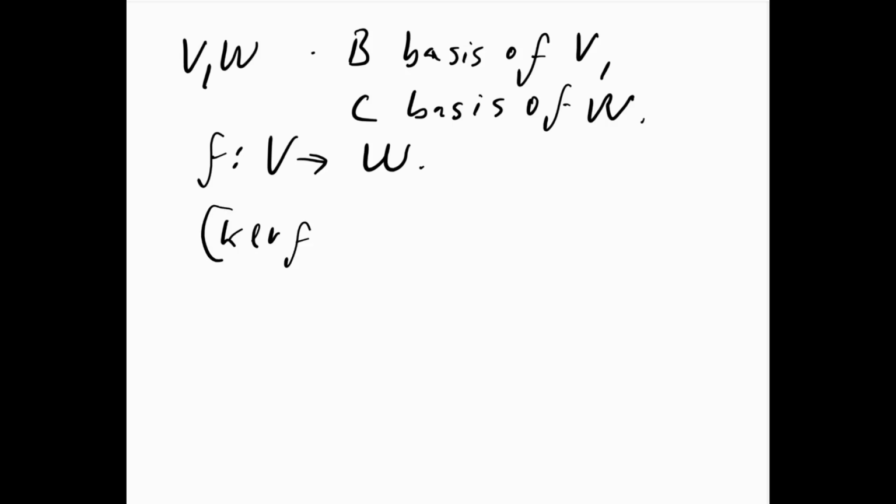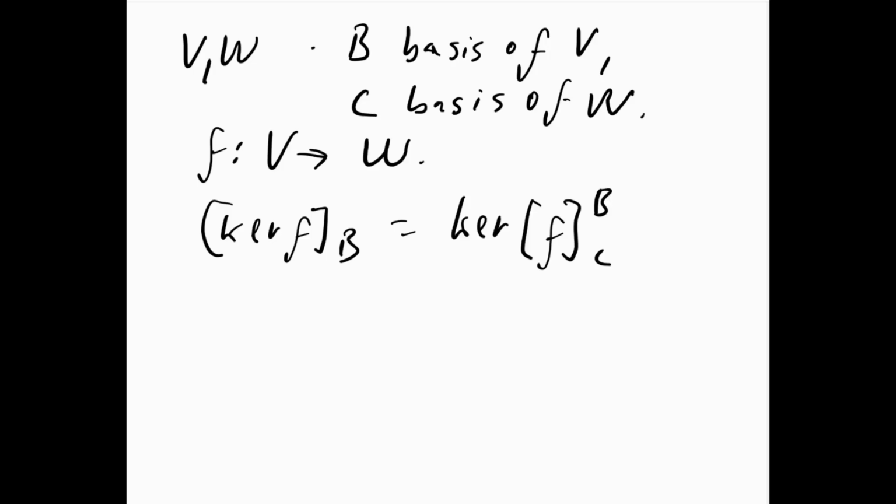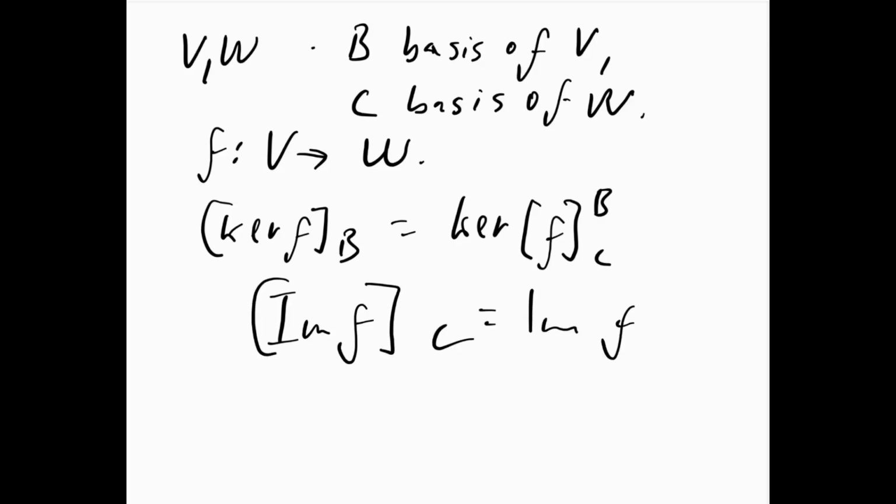Kernel F is of course a subspace of V, and with respect to B it is going to be equal to the kernel of this matrix of F with respect to B and C. And image F is a subspace of W, and it also applies that image F with respect to C is the image of F with respect to B, C, like this.